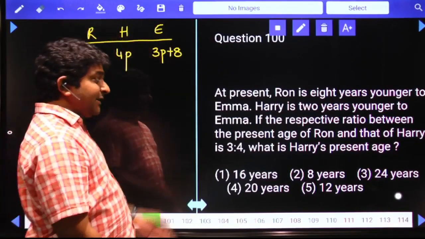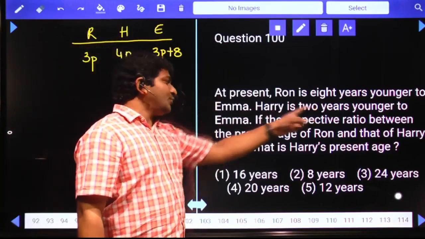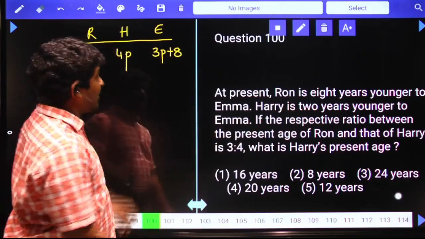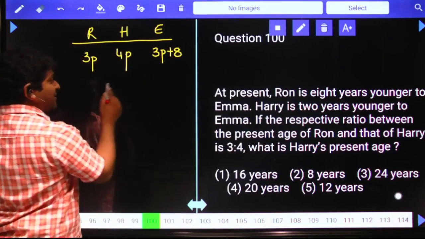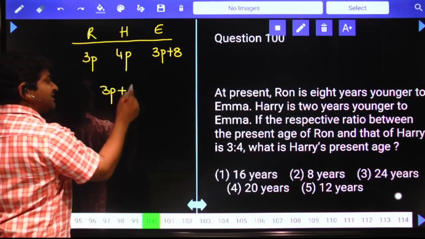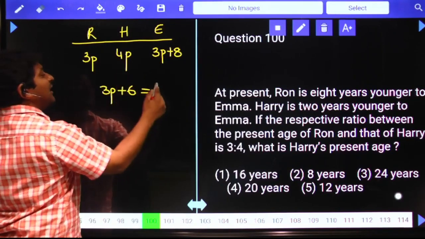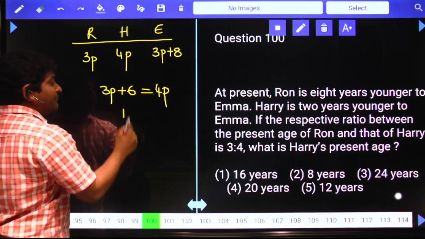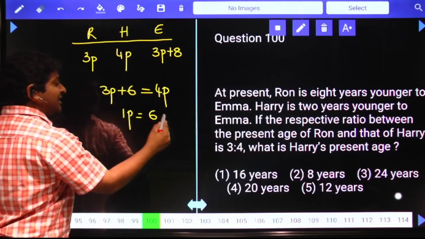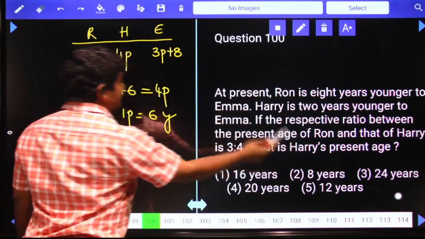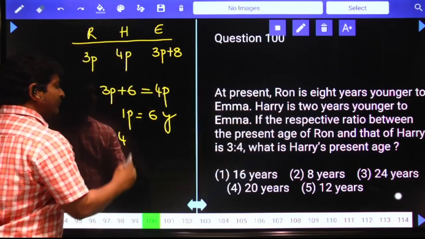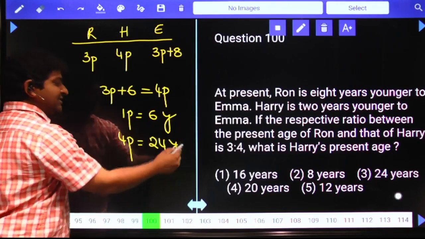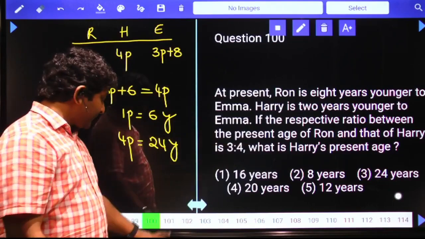Second condition says Harry is 2 years younger than Emma. Harry's age is 2 years younger than Emma. Subtract 2 from this number, then that becomes 3 parts plus 6, and that has to be equal to Harry's age, which is equal to 4 parts. From this, 1 part is equal to 6 years. Then your question is Harry's age, and Harry is 4 parts. That is equal to 4 into 6, 24 years. 24 years is our final answer, third option.